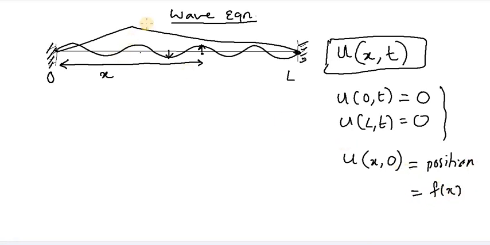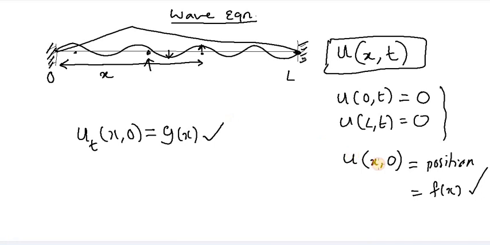So what we assume is that the initial position is known to you. Similarly, I can set this string to vibrate by giving an initial velocity, and the velocity is ∂u/∂t, the displacement's derivative with respect to time. So I represent it as u_t(x,0), at time 0. That means the initial velocity is known to you, and that is taken as g(x). So this is the initial velocity and this is the initial position.